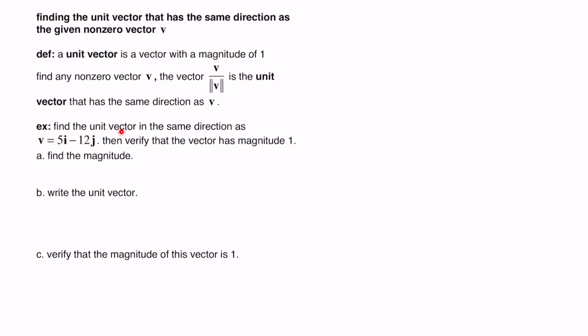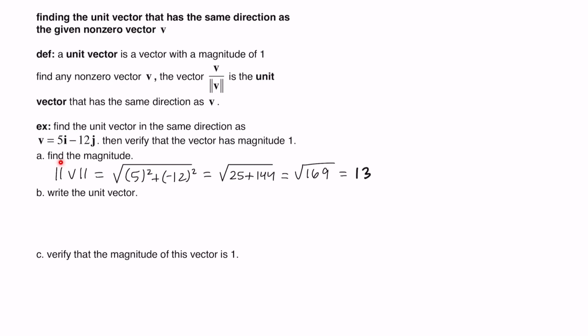This example says, find the unit vector in the same direction as the given vector, which is 5i minus 12j, and then verify that the vector has a magnitude of 1, or a length of 1. So part A, we're going to find the magnitude of v. I have the magnitude set up with the square root of a squared plus b squared. So we have 5 squared plus negative 12 squared. We end up getting 25 plus 144, and then we'll add these together, so we get the square root of 169, which is 13. So the magnitude of this vector is going to be 13.